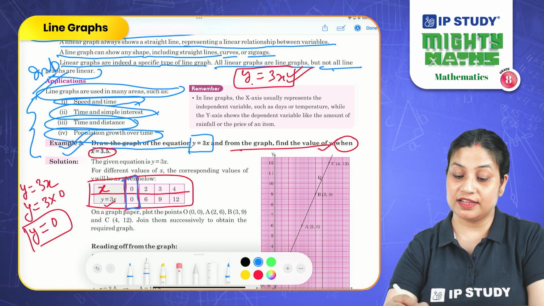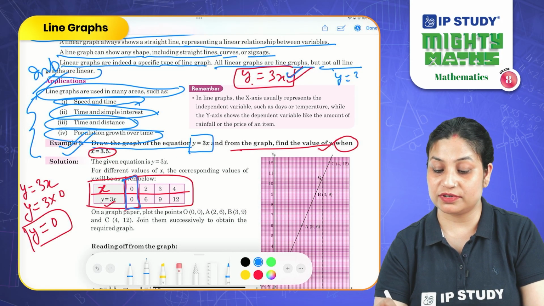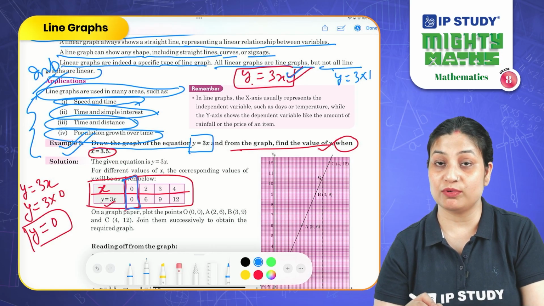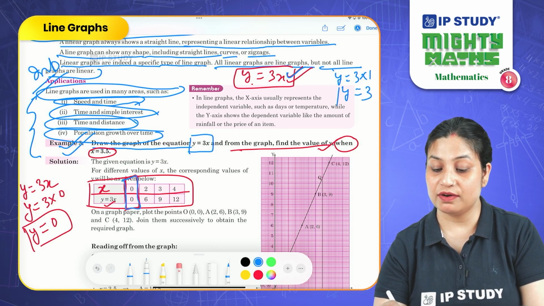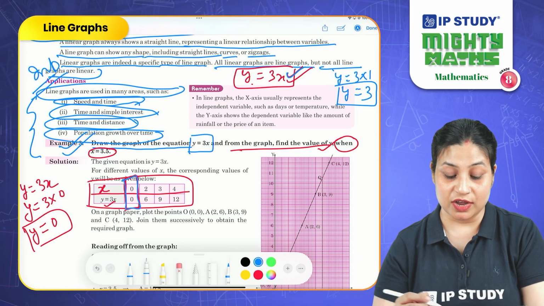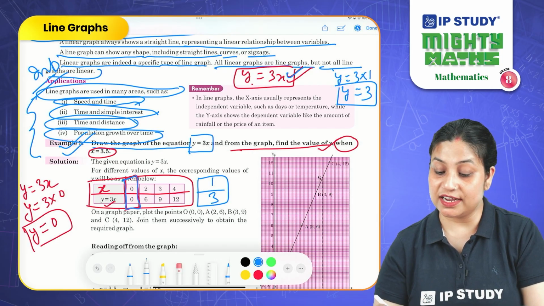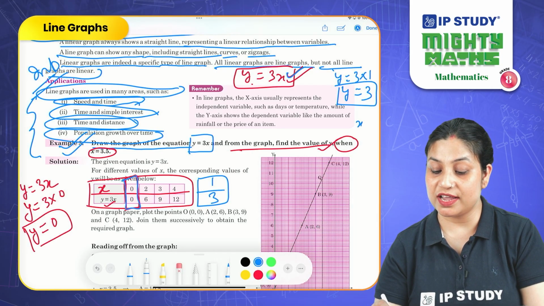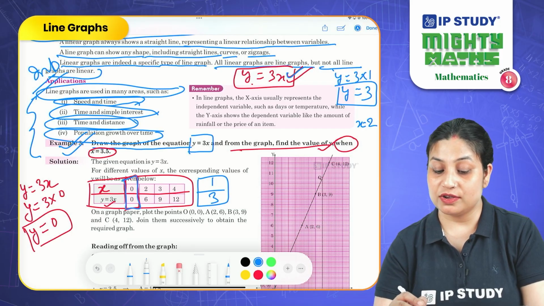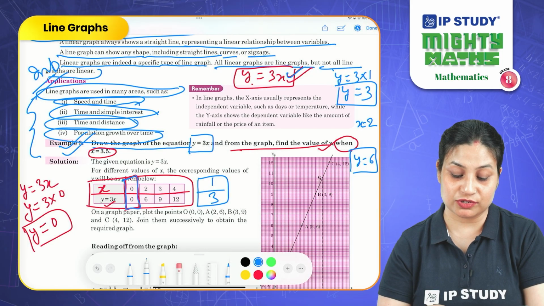Now next, again in this equation, put x equals 1. If I put y equals 3 into 1, in place of x I am putting 1 over here. So what is the value of y? y equals 3. So for x equals 1, we have y equals 3. This is my another ordered pair. Let me write it for you separately. Now let's take another example. If I put x equals 2, what will happen to y? y will be 6. So for x equals 2, I am getting y equals 6. This is my third ordered pair.